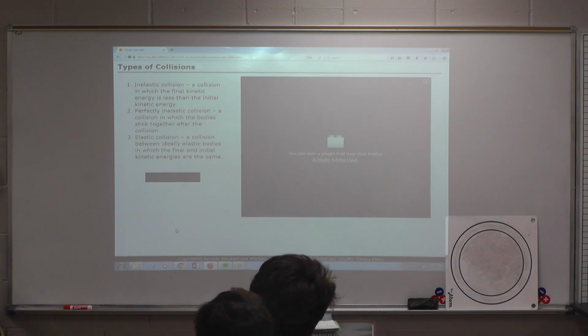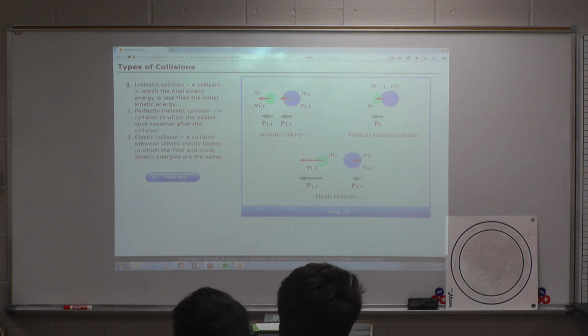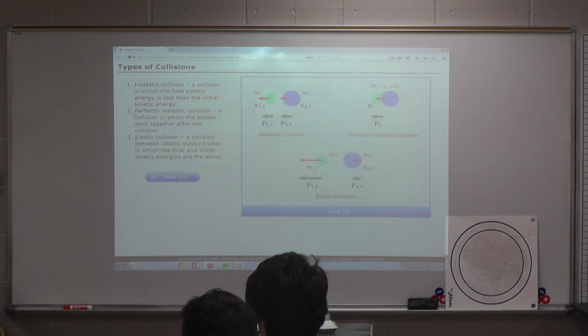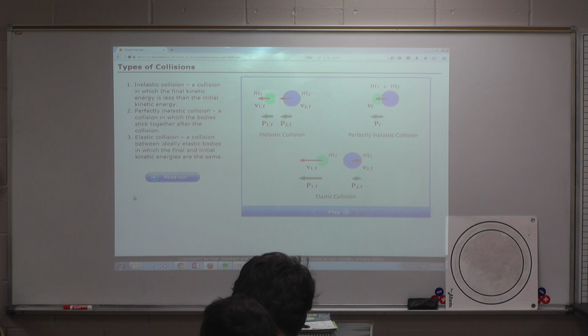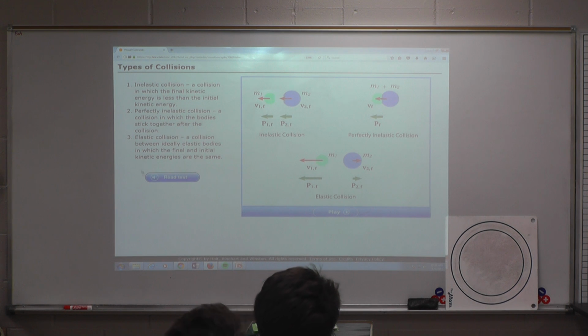Oh! The math. Alright, here we go. Visual concept. Everyone listen up here. We got 3 types of collisions. We got inelastic, we got perfectly inelastic, and we got elastic collisions. So which ones did we do yesterday? Perfectly inelastic, okay? And really perfectly inelastic and elastic are your 2 extremes.